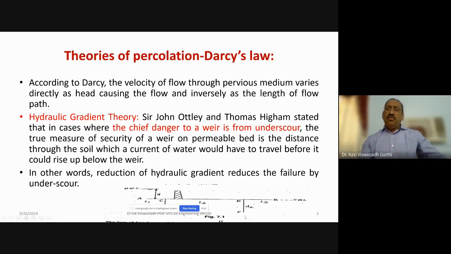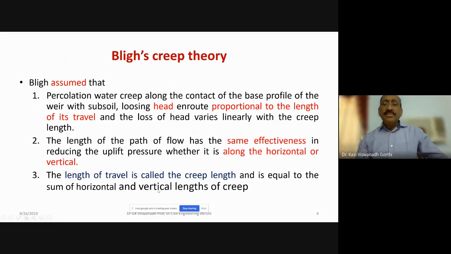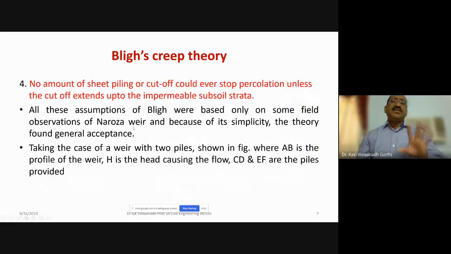That means if you have more length of this sheet pile which is directly touching the impermeable strata, then only the percolation will be stopped. Otherwise, it continues to flow by taking a U-turn and moves along this sheet pile in the vertical direction. All these assumptions of Bligh were based only on some field observations at some of the weirs, like Narora weir, and because of its simplicity, the theory found general acceptance.